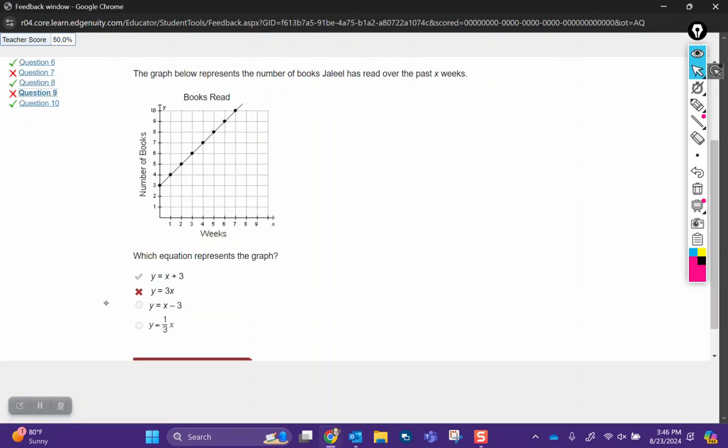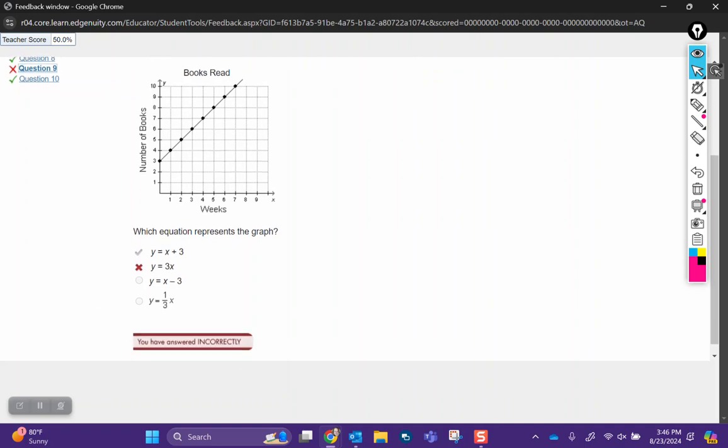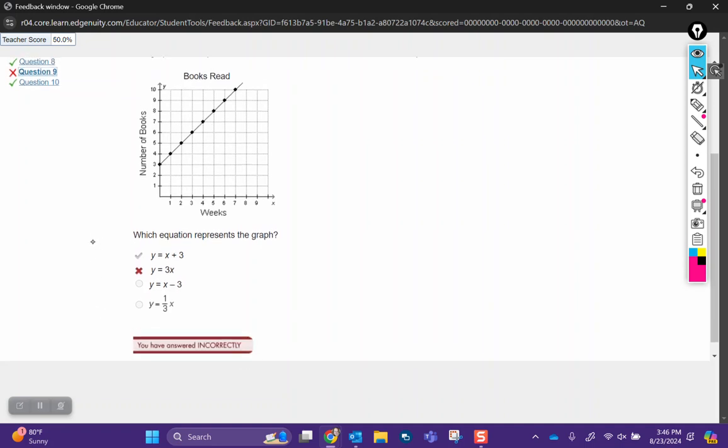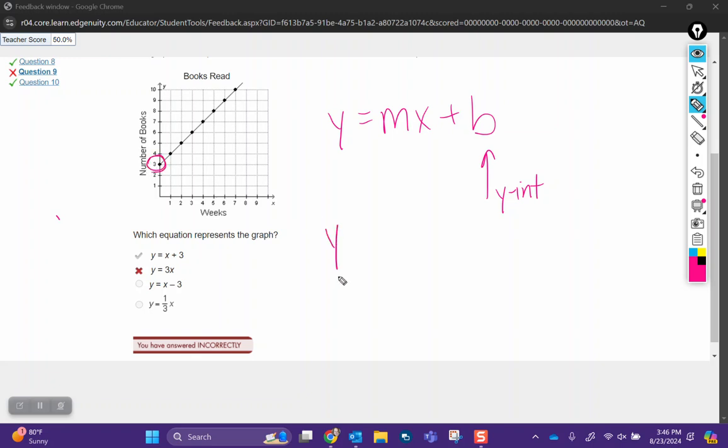The graph below represents the number of books Jaleel has read over the past X weeks. Which equation represents the graph? So again, remember in slope-intercept form, this number is that y-intercept. So you have to look at where the graph crosses the y-axis. It crosses at 3. So we have y equals something plus 3. And there's only one equation that has y equals something plus 3. This one, your slope here is a 1, because for every book we read takes us a week. So 1 book, 1 week, 1 book, 1 week, 1 book, 1 week.